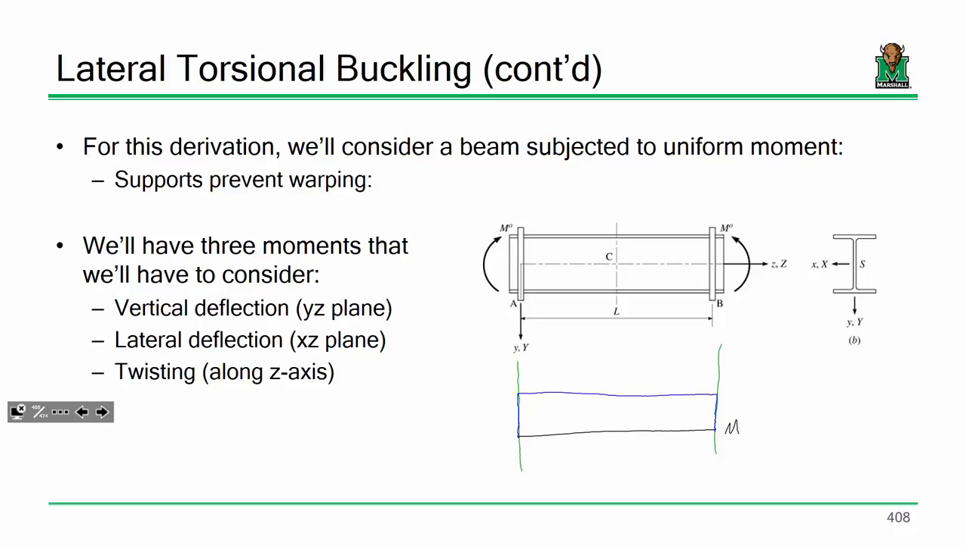Okay. Now what we're going to do is we're going to have three moment responses that we're going to have to consider, but in the end that's sort of splitting hairs. When I have this beam and I subject it to uniform bending, it's going to respond in three different fashions. First off, it's a beam subjected to load, so it's going to deflect downward. Okay? That's just how beams respond in general. So we're going to have a vertical deflection that we're going to have to consider. But also, since we're considering lateral torsional buckling, we're going to have a lateral deflection and we're going to have a twisting.